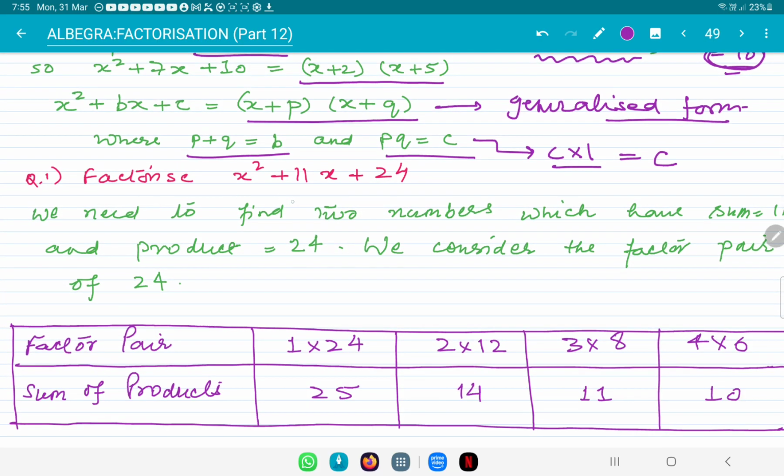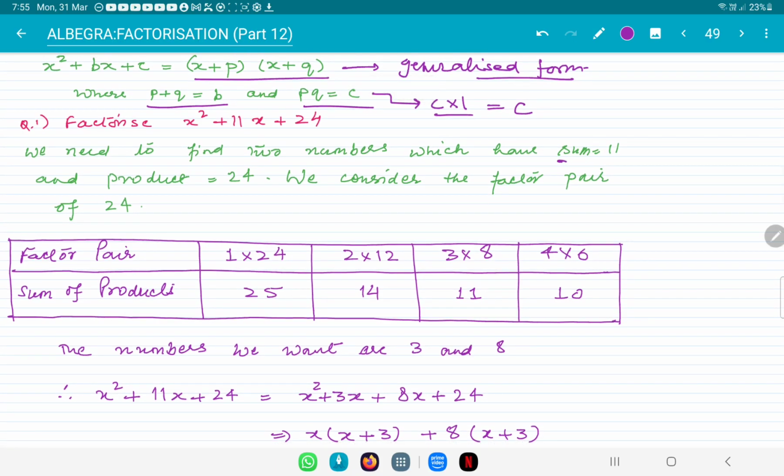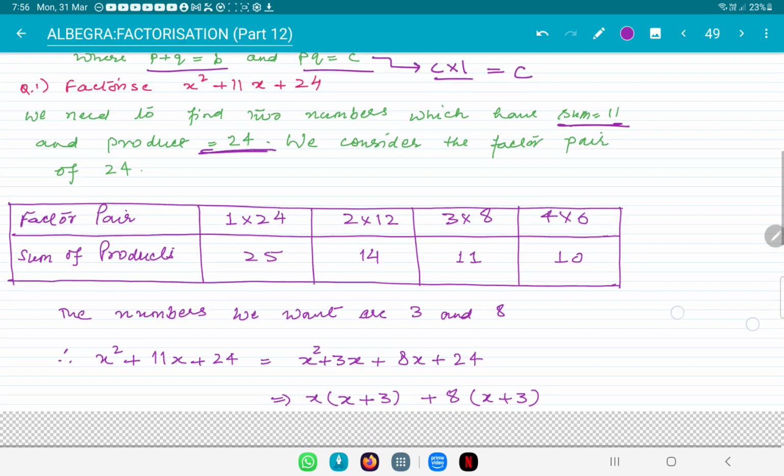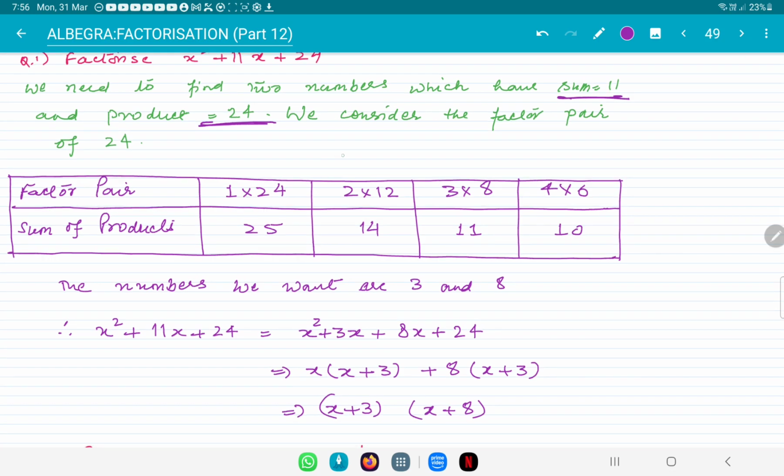Now we are taking question number 1: factorize x square plus 11x plus 24. So we need to find two numbers in such a way that their sum should be 11 and product should be 24. So here I am giving you some factor pairs. This is a trial and error method. So factor pairs are 1 into 24, 2 into 12, 3 into 8 and 4 into 6.